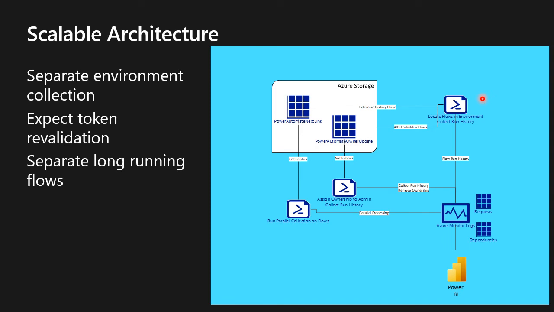So what we're going to do here is look at production specifically. So this script has two main objectives: to locate flows in an environment and to collect the run history. So it will look at the environment, find all the flows, and then make determinations before it collects run history.